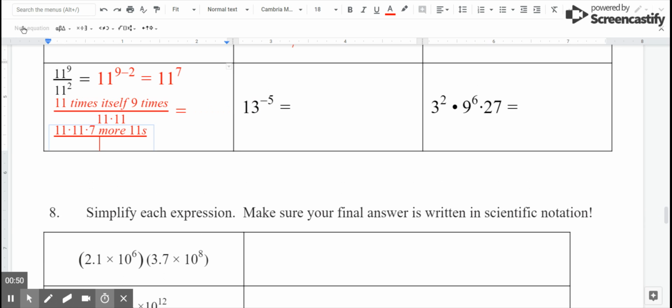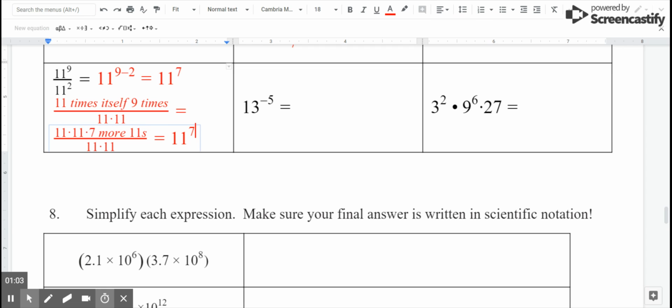And then in the denominator, I've got 2 11s. So I've got 2 factors of 11 that cancel out. These 2 cancel out with the 2 in the denominator, and there are 7 left in the numerator. So that's where I'm getting 11 to the 7th power.